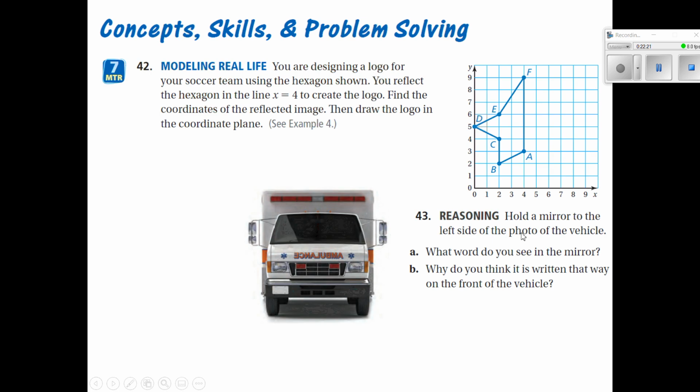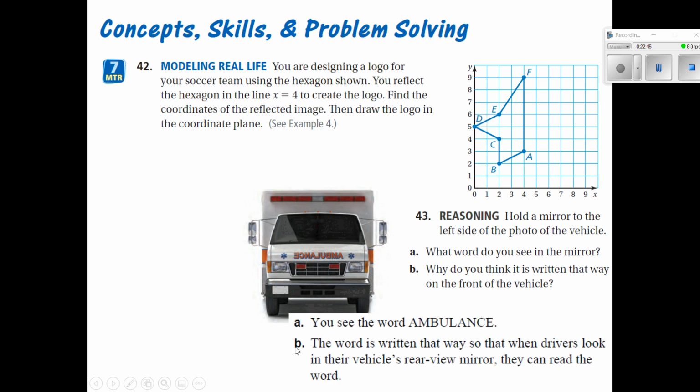Number 43 says, hold a mirror to the left side of the photo of the vehicle. What word is in the mirror? Well, I would say ambulance, right? Why do you think it's written that way in front of the vehicle? Well, think about it. The people that are going to see the front of the vehicle are the people looking in their rear view mirror, so they're going to see it backwards. So when drivers look in the vehicle's rear view mirror, they can read the word ambulance in front of them.